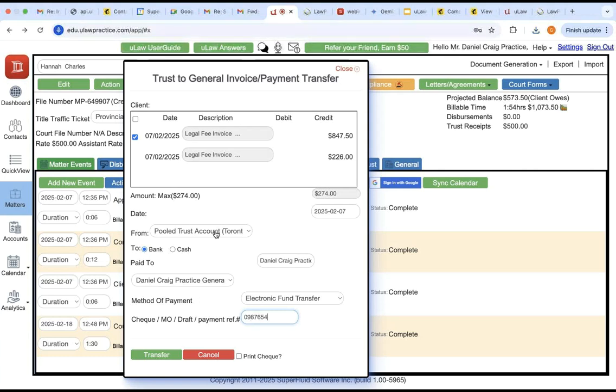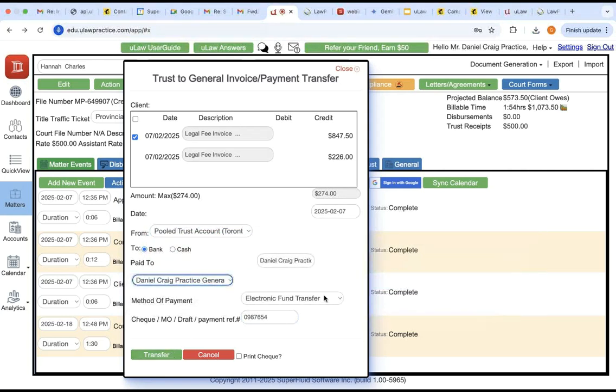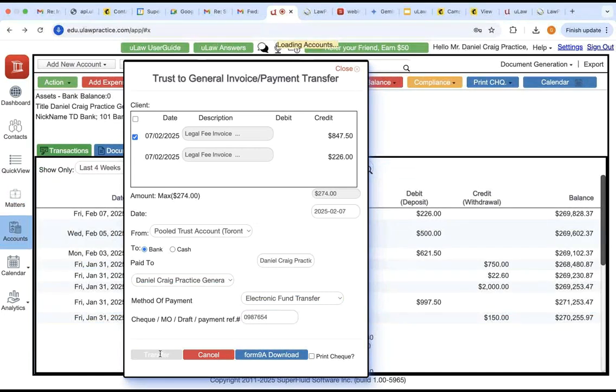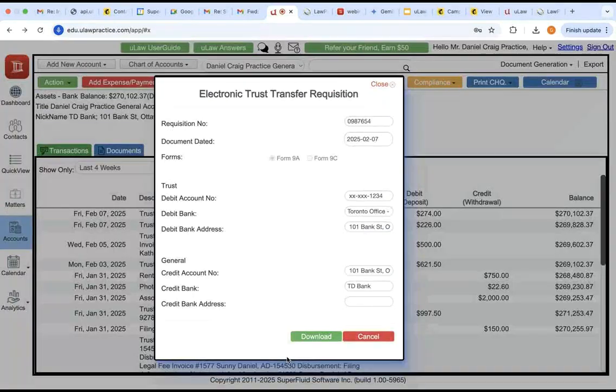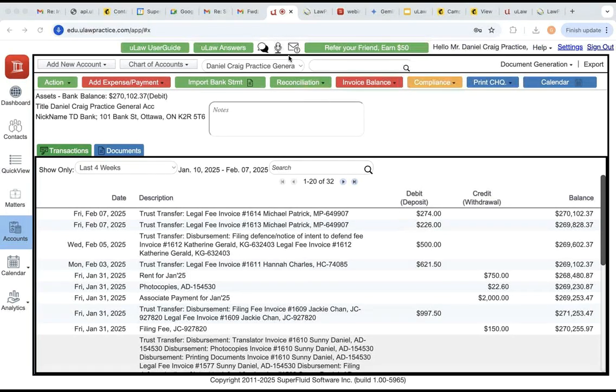So over here, what are the accounts that get posted? The money goes out of trust, money goes into the general account. You're using an electronic fund transfer format. So as soon as you click transfer, you see Form 9A download. So there's one compliance document that you have straight away fulfilled, which is Form 9A here. And you've also entered the details that get posted onto the subledgers and journals for both trust and general respectively.